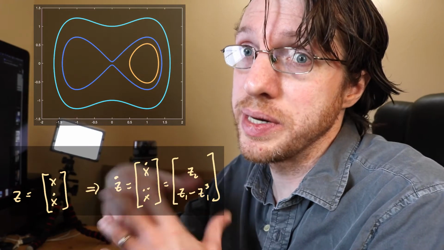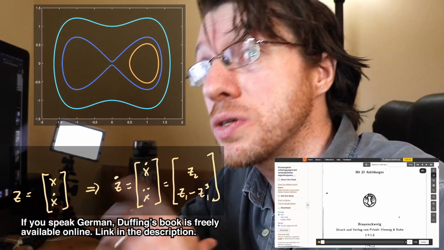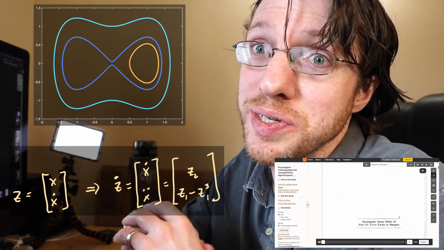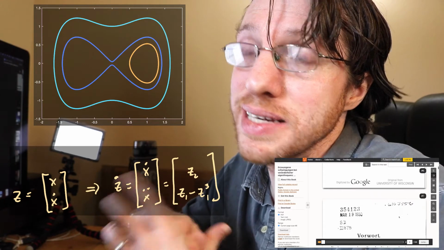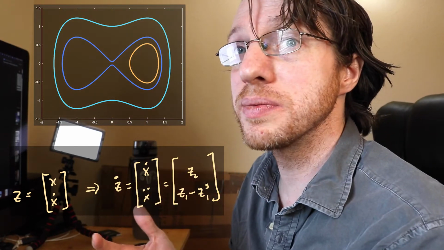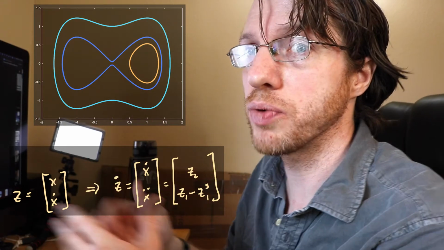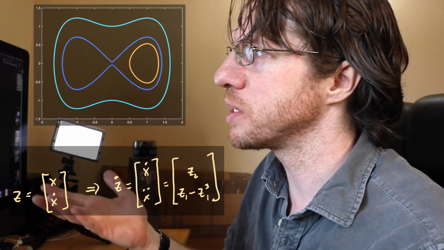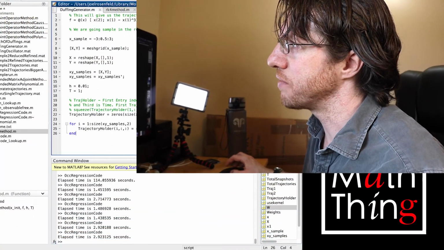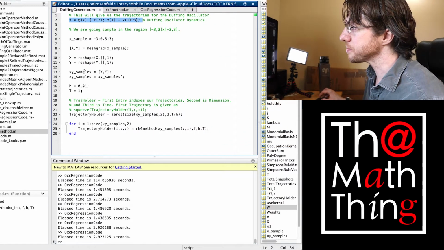X double dot now we know is going to be, say, z1 minus z1 cubed, and then we know that x dot is equal to just z2. So you end up getting this two-dimensional system where you actually already know one of the components, but we're going to still approximate it here. And then using an RK4 method, I've already done it. So this is the Duffing oscillator here. This is the equation for it.